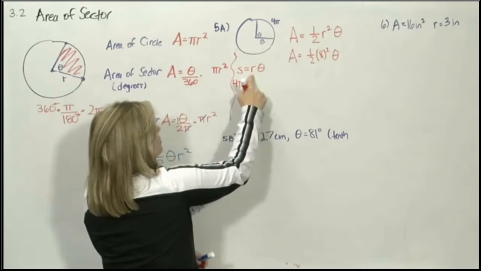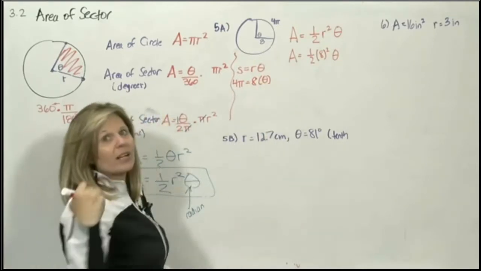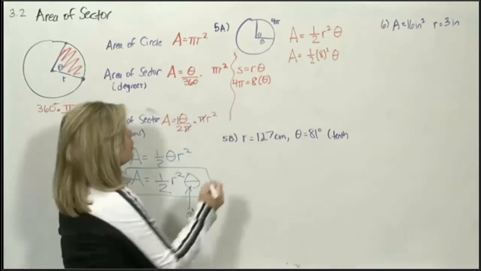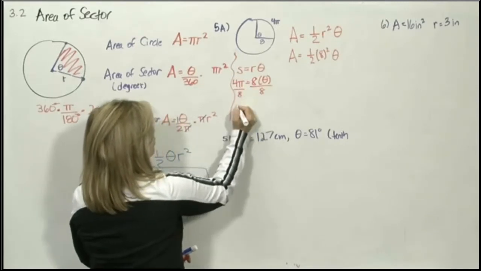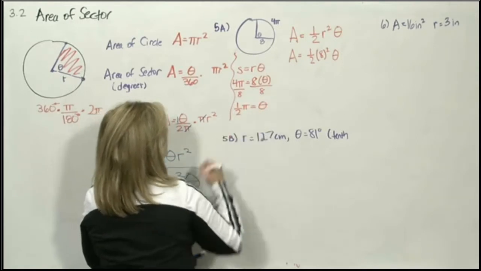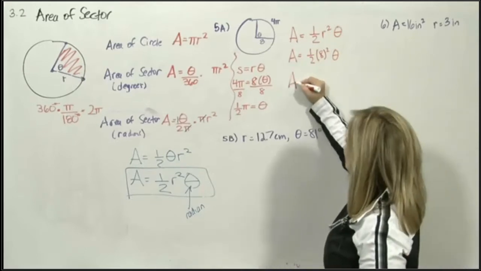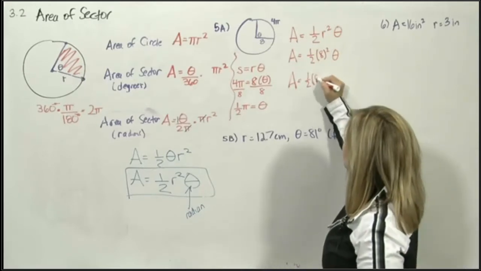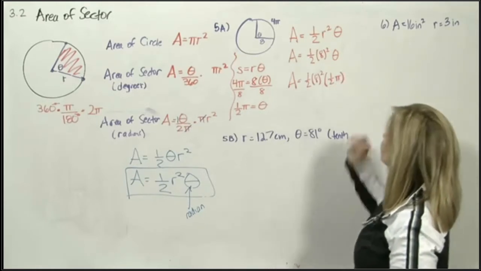What does R represent? The radius. It's 8. So now, from the previous video, knowing this formula, we can find theta. We'll divide by 8. 4 over 8 reduces to 1/2. This is 1/2 pi equals theta. Now we can substitute it in. So area equals 1/2 times 8 squared times 1/2 pi.